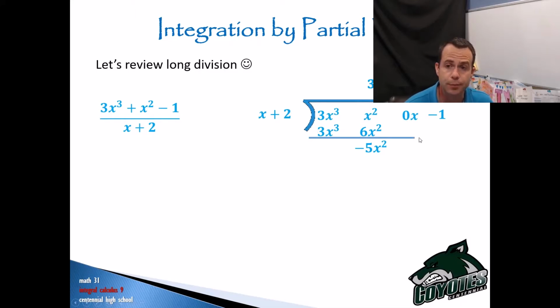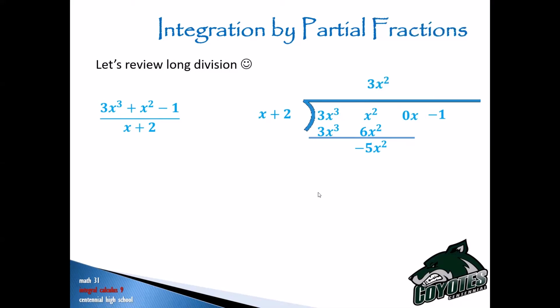And now I want to subtract those. So 3x cubed minus 3x cubed is nothing, which was the purpose, right? I wanted to get rid of what was on the left. And then x squared minus 6x squared gives me -5x squared. Now I drop the rest down and I start playing the game again. What do I want to put up here so that when I multiply by x, I get -5x squared? Well, I need a -5x.